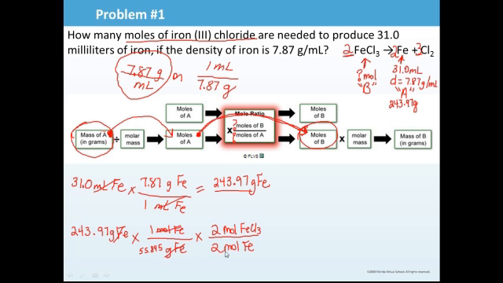My units of moles of iron cancel. I'm left with moles of iron 3 chloride. And that's what the question asked me for, so I'm done. I put my equal sign. I'm going to multiply everything on the top. So 243.97 times 2 divided by 55.845 divided by 2. And my calculator spits out this lovely answer.